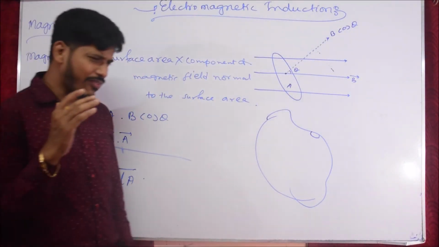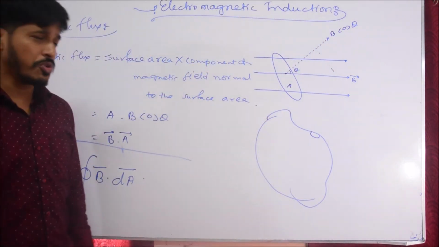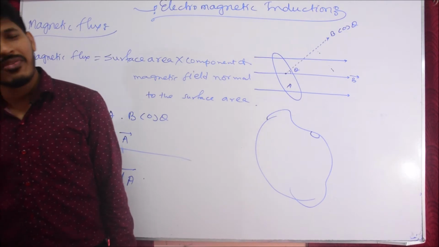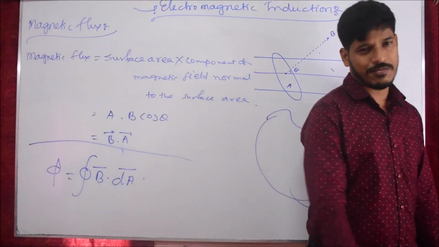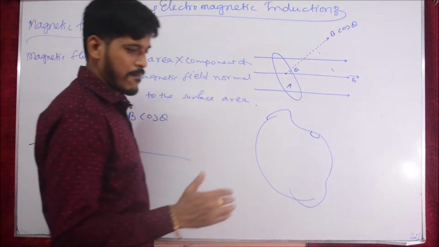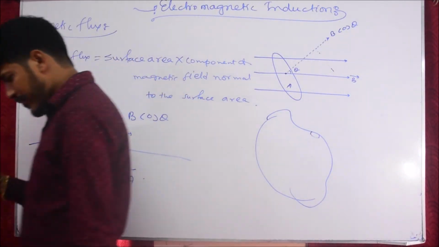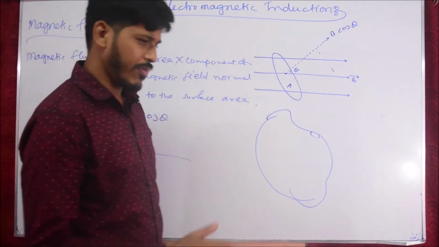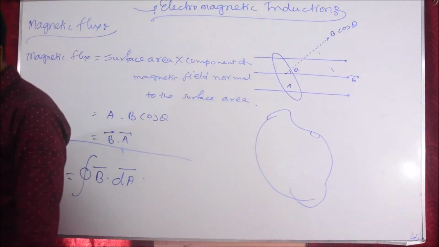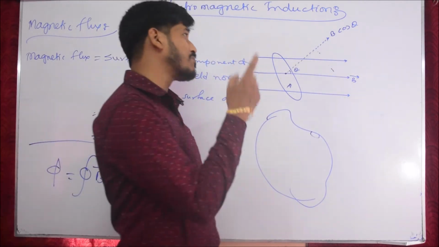The concept of magnetic flux is introduced to measure the strength of the magnetic field at any point in terms of magnetic lines of force. This magnetic flux is defined as the product of surface area and the component of magnetic field normal to the surface area. So, your surface area is A and the component of magnetic field normal to the surface area is B cos theta.